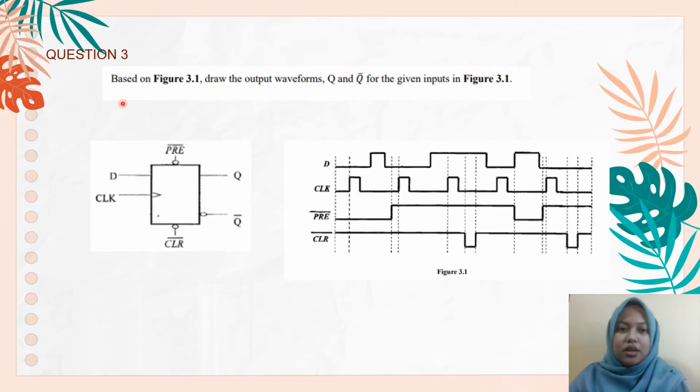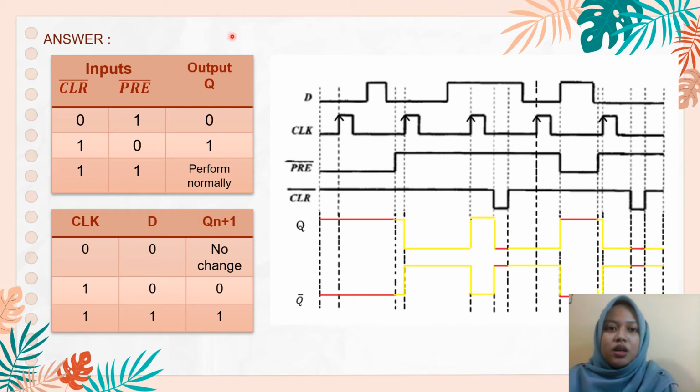Okay, question 3, based on figure 3.1, draw the output waveform Q and Q bar for the given input in figure 3.1. For this symbol D flip-flop and waveform D flip-flop. Okay, you can see two truth tables and one waveform. First truth table preset and clear, and the second truth table D flip-flop. Okay, this one is the waveform D flip-flop.